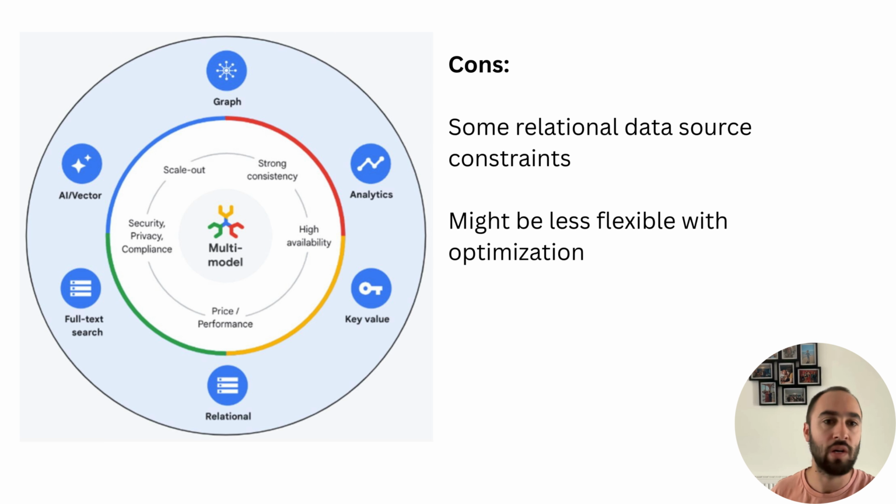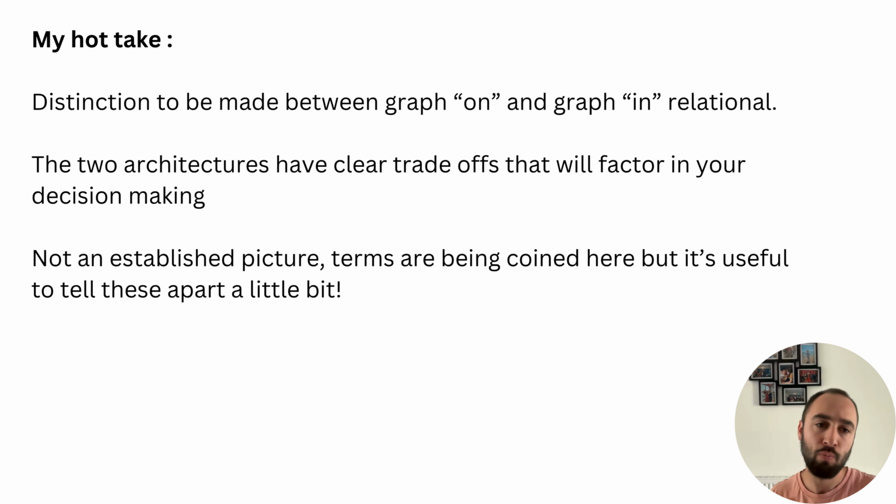So these two styles, in my mind, deserve different labels. Layered ones, like I said, are the true graph-on-relational structure. An in-engine approach, I would qualify more accurately as graph in relational. And just remember that, because we're going to come back to it at the end.